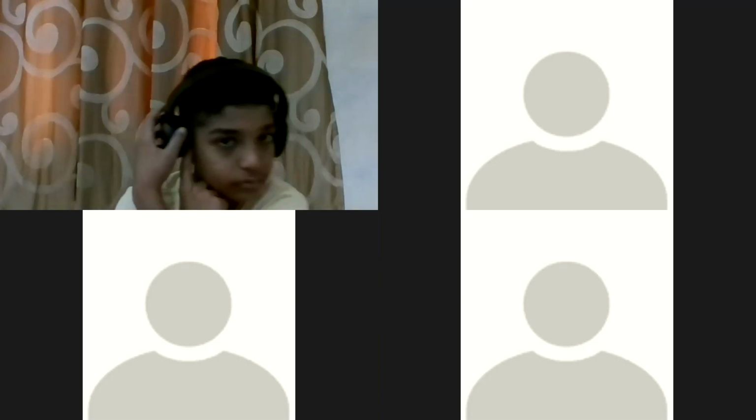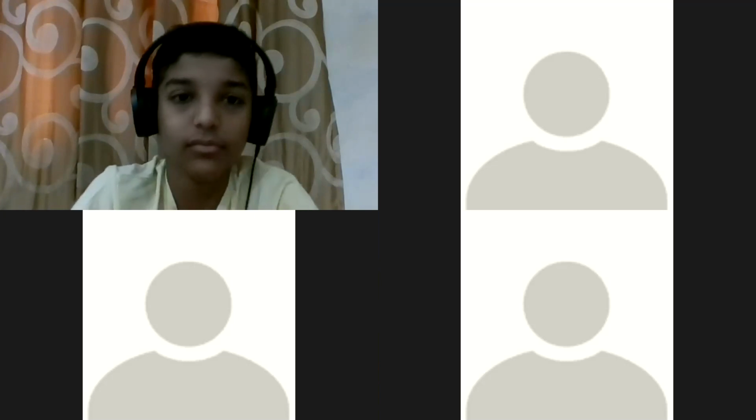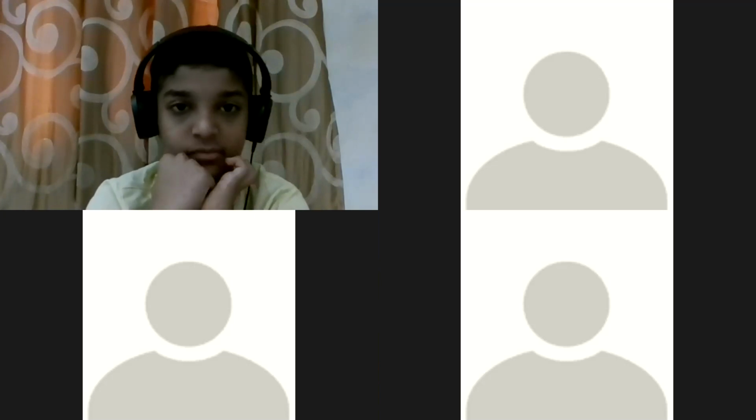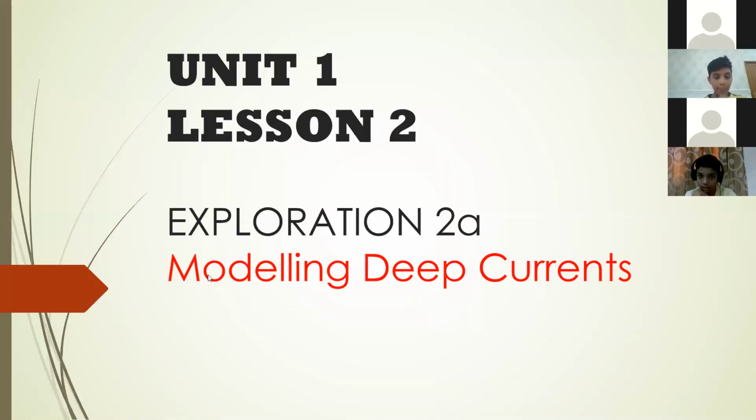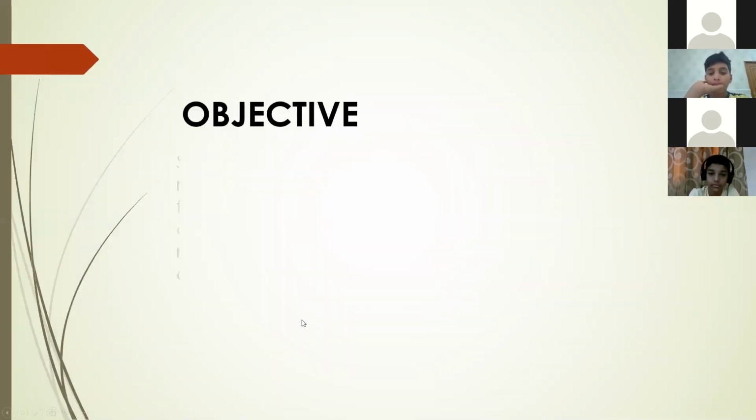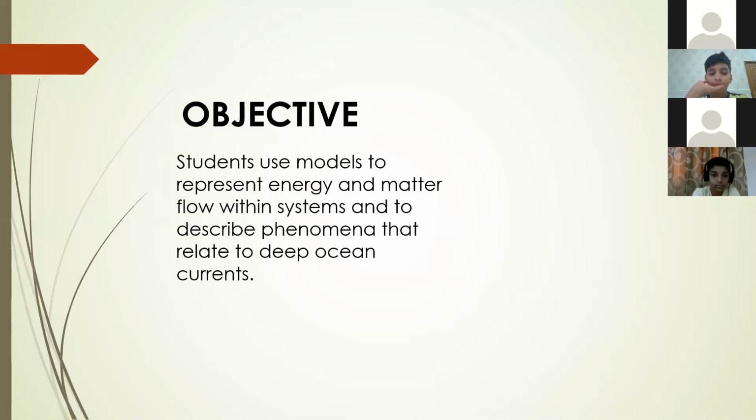Okay, so you know the last time we met, we talked about the ocean current. So today, we are going to start with lesson 2, and that is exploration 2A, modeling the deep current. Now, before we go on, I will show you the objective for today's lesson. The objective is to use models to represent energy and matter flow within systems and to describe phenomena that relate to deep ocean currents.